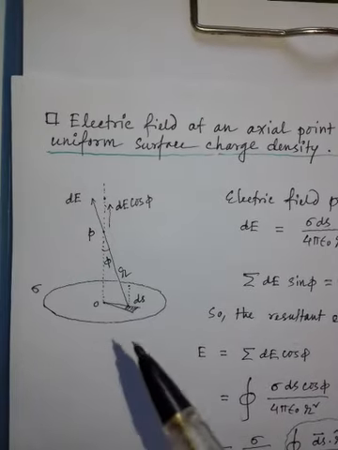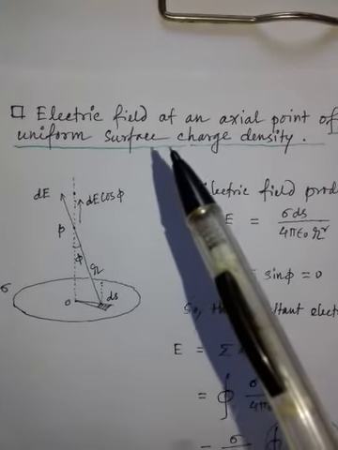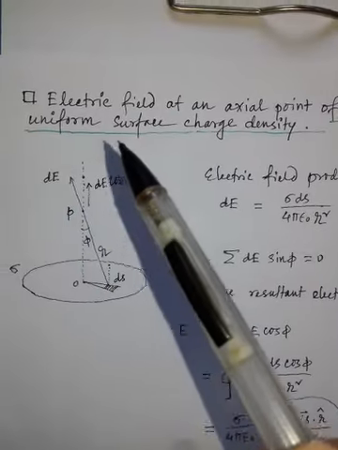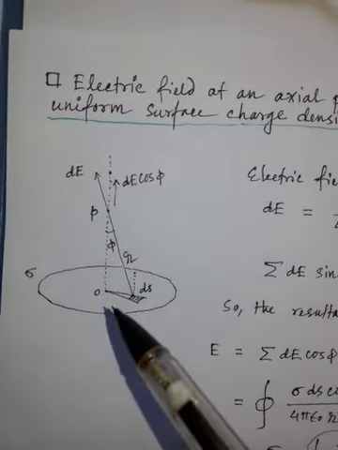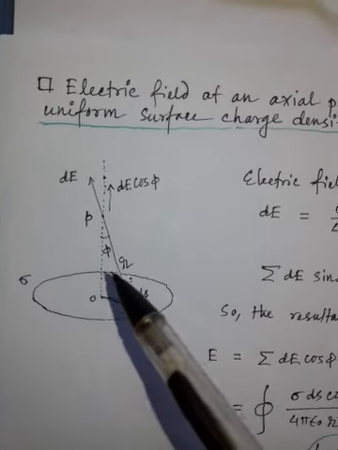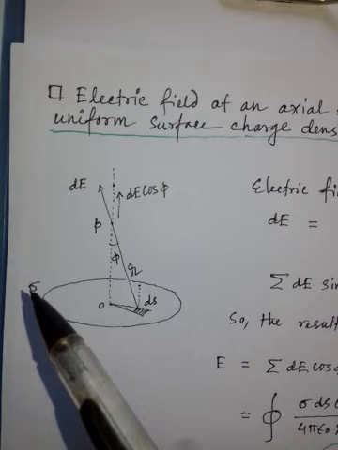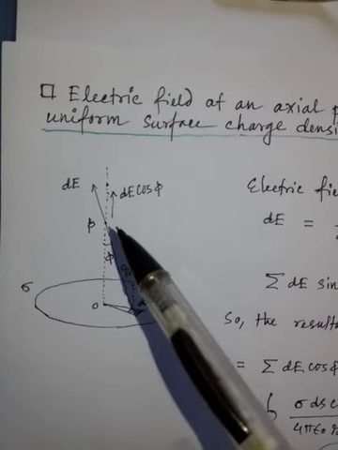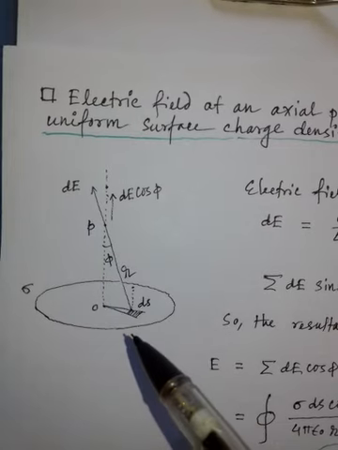Today we are going to find out the electric field at an axial point of a circular plate having uniform surface charge density. Look at this figure. Here this is a uniform circular disk having uniform surface charge density sigma. We are going to find out its electric field at an axial point P.